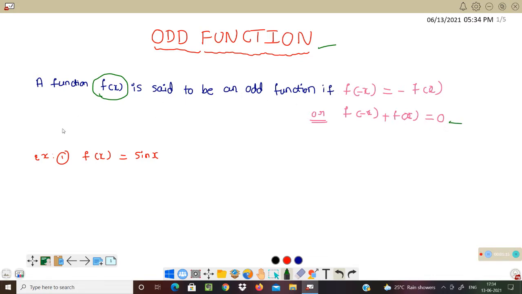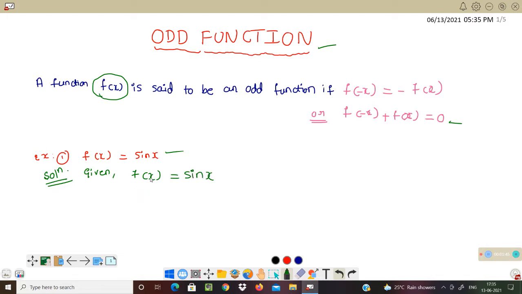Now here is an example. f of x is equal to sine x. Let us check whether this is an odd function or not by using our definition. What is our definition? This is f of x, the given function. In the theory exam, you should write down the given: f of x is equal to sine x.